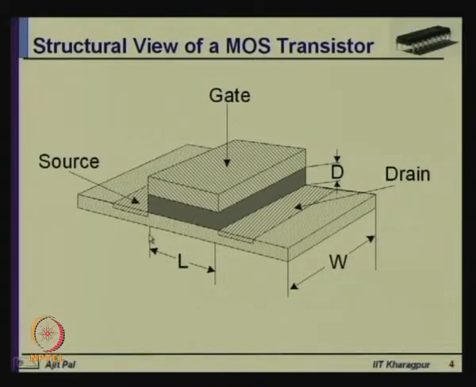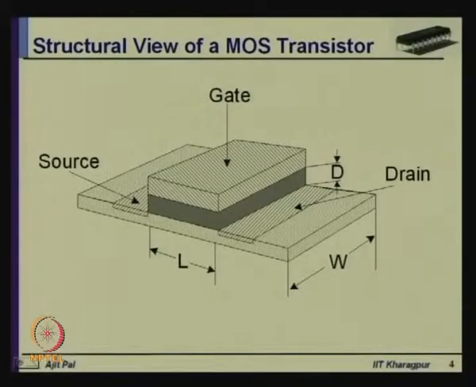I am calling it physical because when you do the fabrication of a MOS transistor, then you will decide the length of the channel, the width of the channel, and thickness of the silicon dioxide. These three are decided at the time of fabrication. So, these physical parameters will affect the operation of a MOS transistor and obviously the electrical characteristics of the MOS transistor. So, we shall express the drain current in terms of these three physical parameters: L, which is the length of the channel, W, the width of the channel, and D, thickness of the silicon dioxide layer.